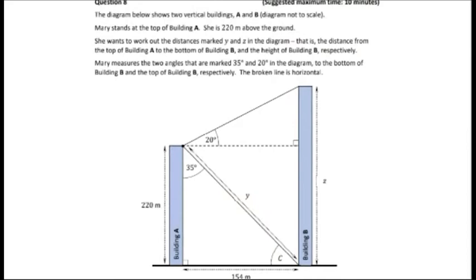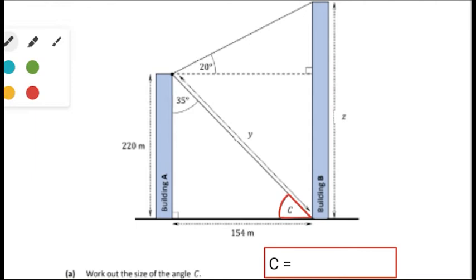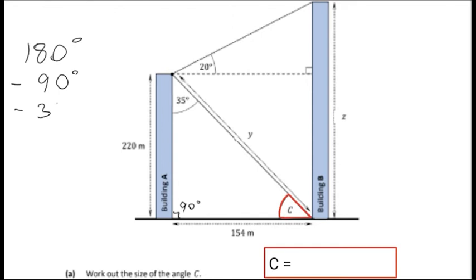So we have all the details here. Basically, we're describing the diagram. All right, so let's get started on part C and find C. First of all, we have to subtract 35 and the angle in the corner here from 180 to get the corner angle. We can say 180 degrees, subtract 90 from the corner, and then subtract 35 degrees from the top left hand side, and we'll get a result of 55, which is the corner angle C.